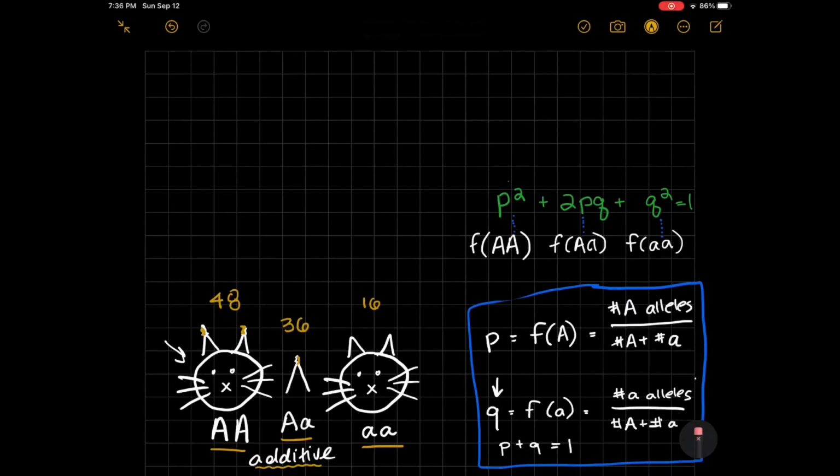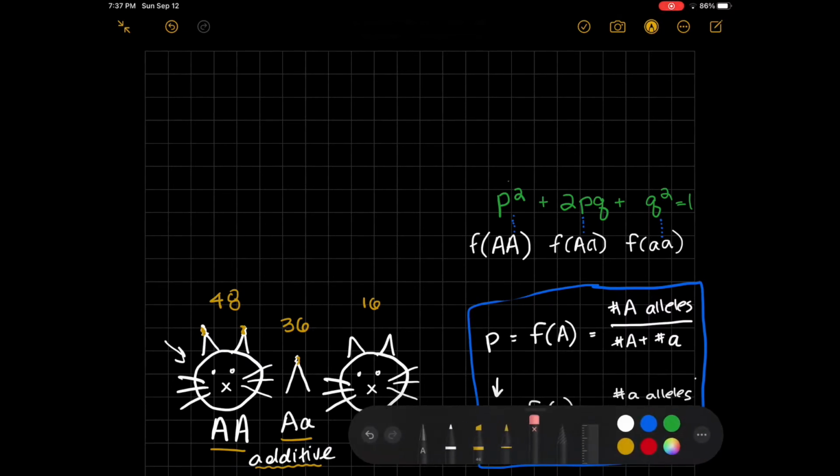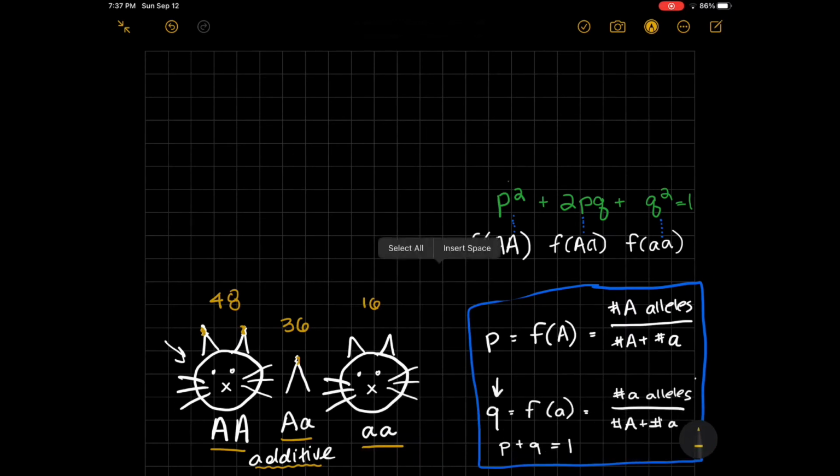Now that we have all of our basic information, let's try to do an actual Hardy-Weinberg equation problem. So we're going to start out with our little population of cats. We've got maybe our feral cats or whatever. So we've got our cats with the tufted ears, 48 of them in our population. We've got 36 with the short tufts and 16 with no tufts at all.